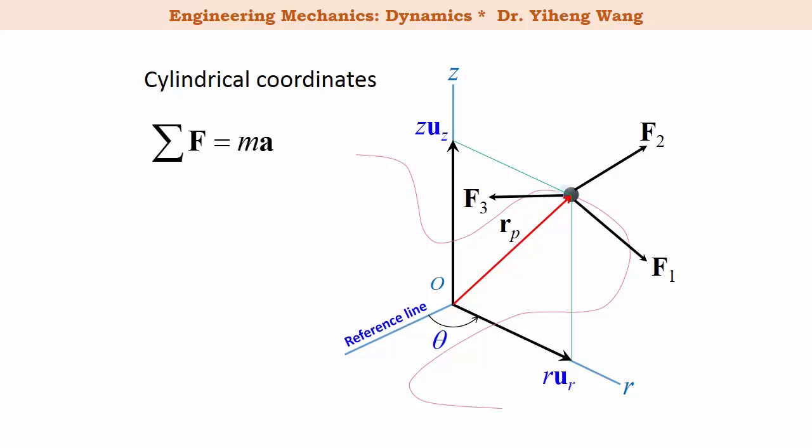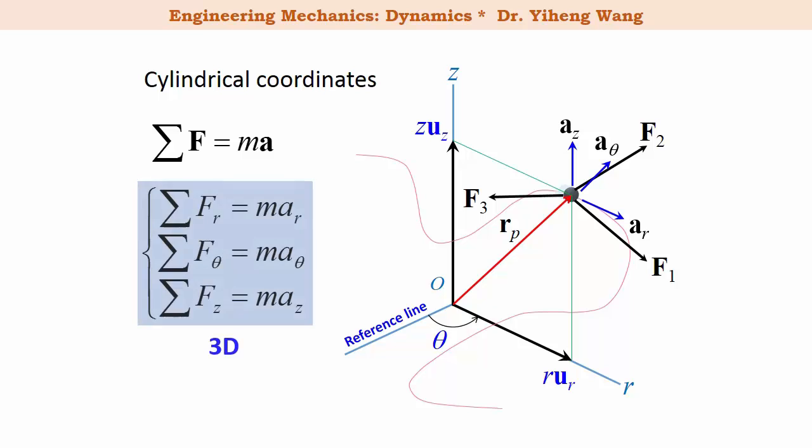We already learned that when studied using the three-dimensional cylindrical coordinate system, the acceleration of the particle has three components: a_r along the radial direction, a_theta along the transverse direction, and a_z along the z direction, which is the same as the rectangular coordinate system. Therefore, the equation of motion, Newton's second law, can be rewritten into three scalar equations: the resultant force along the r, theta, or z direction equals m times the acceleration along the r, theta, and z direction respectively.